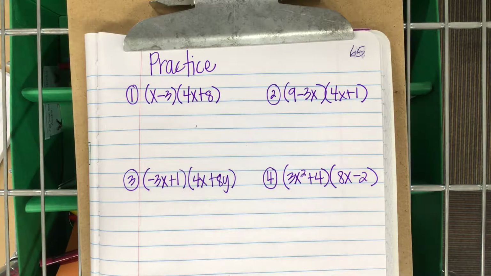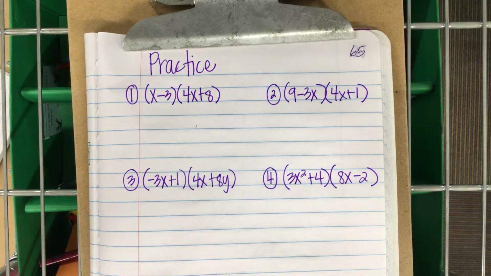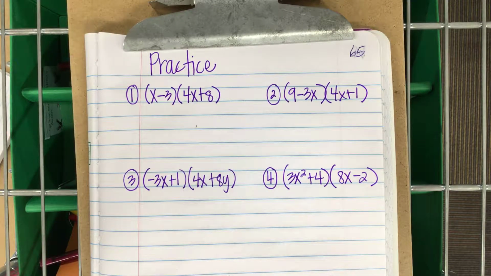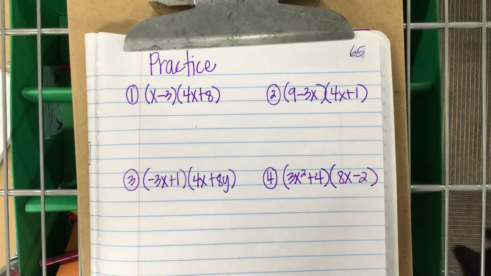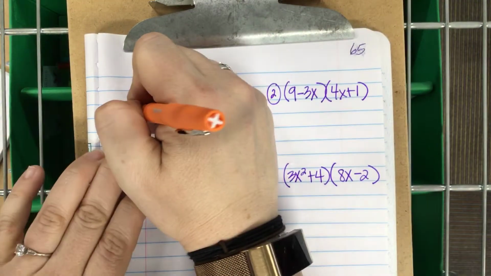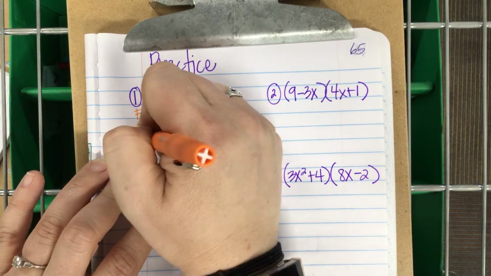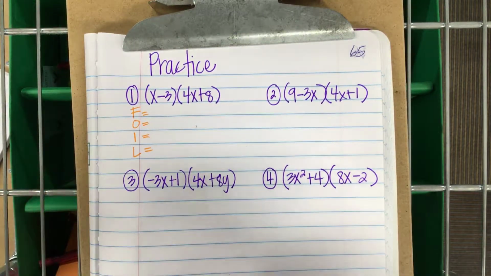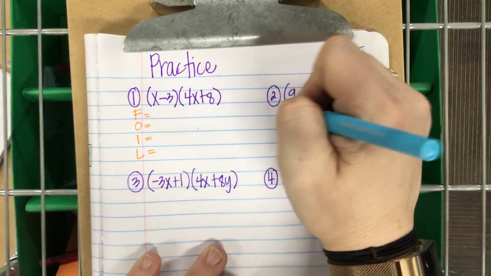When you start out, showing your work is important because it's the first few times that you've done it. You are foiling because it is a binomial times a binomial.